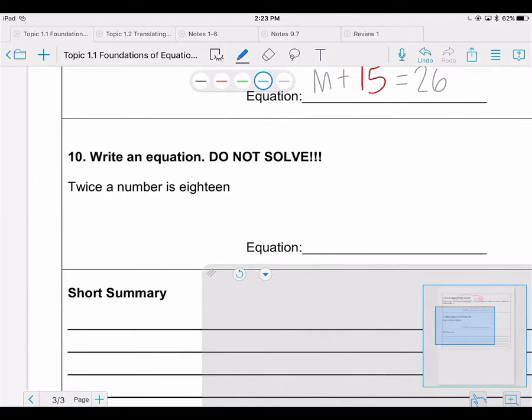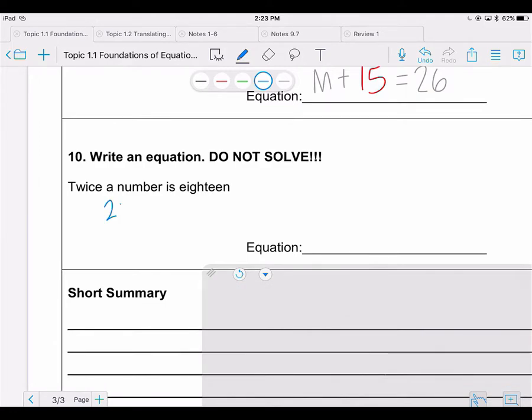The last one tells us twice a number, so that's represented by 2n. Is means equal, and then 18 is just 18. So 2n equals 18. Remember, twice means 2 times.